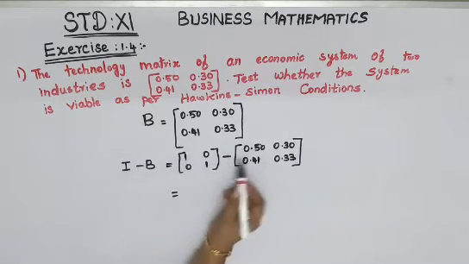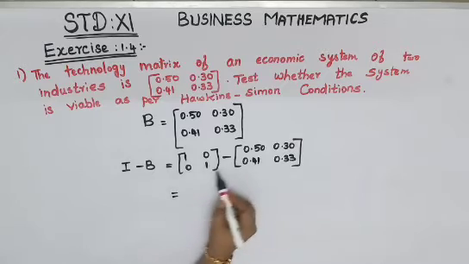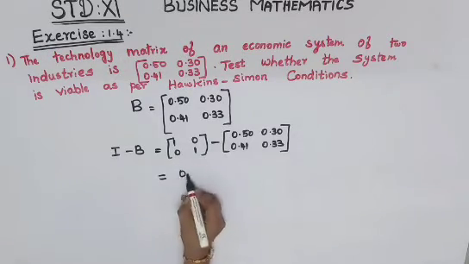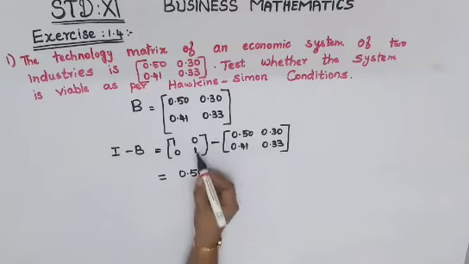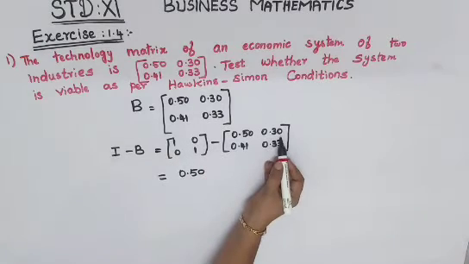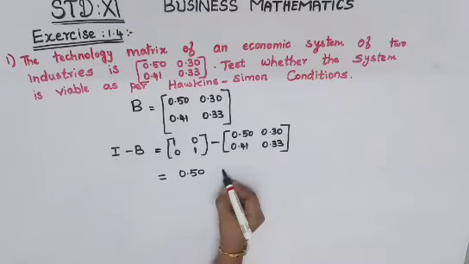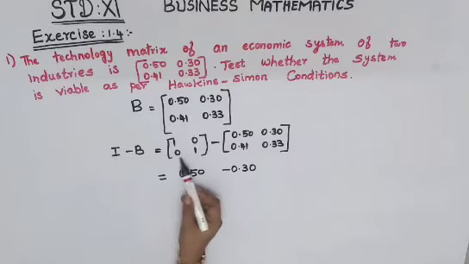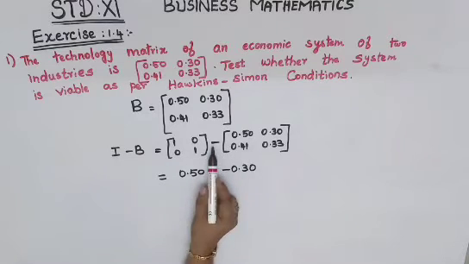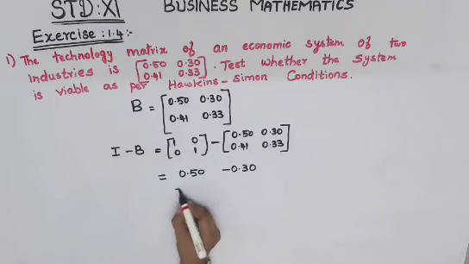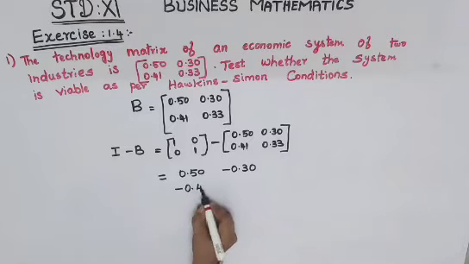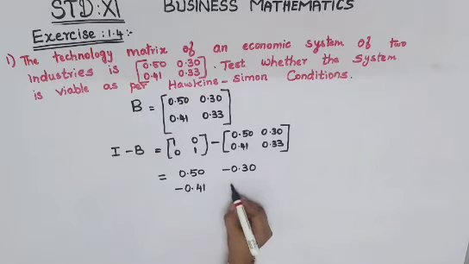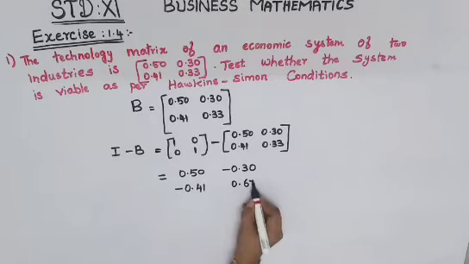First term with first, second with second, third, fourth, like that. 1 minus 0.50, so we'll get 0.50. And 0 minus 0.30, so we'll get minus 0.30. Then for this element, 0 minus 0.41, so minus 0.41. Again 1 minus 0.33, you will get 0.67. You can use your calculator also.